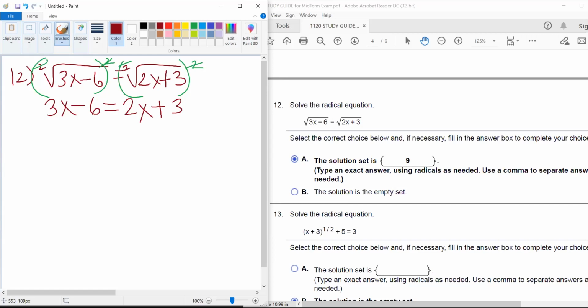With linear equations, it does not matter what side you pick for your letter. I'm going to move all my letters to the left side. So to do that, I need to subtract 2x from both sides. And that leaves us with x minus 6 equal to 3.